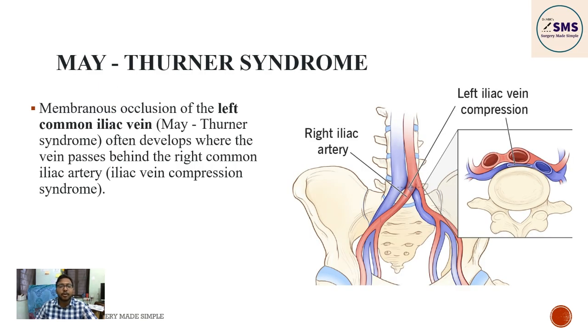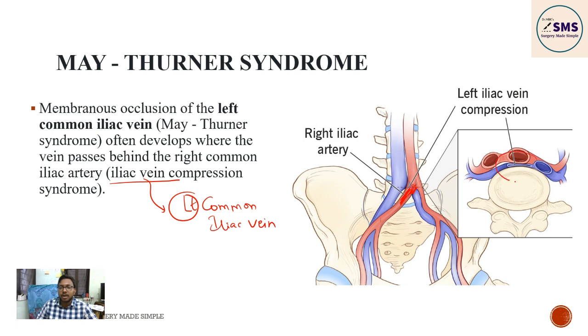Okay, right. Coming to the next one, May-Turner syndrome. This is also called iliac vein compression syndrome. So just remember iliac vein compression syndrome. So which iliac vein is getting compressed here? Left common iliac vein. Why? See, in a few individuals, there is an abnormal anatomical configuration where your right, so this is the right common iliac artery. So this right common iliac artery is compressing the left common iliac vein.